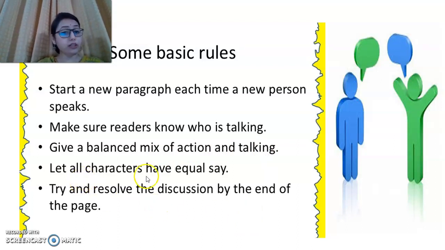Then see, let all characters have equal parts. I have said that if these are about two persons, both will have to say something. Not only one will speak; both will speak, equally. Now see, try to resolve the discussion by the end of the page. When you finish it, you will have to resolve the matter.